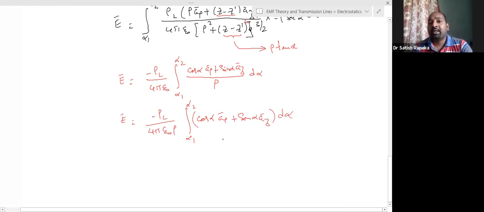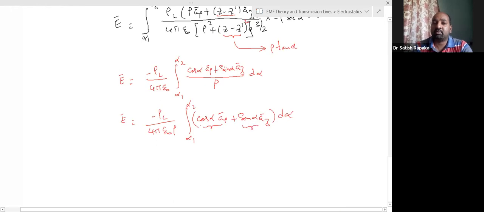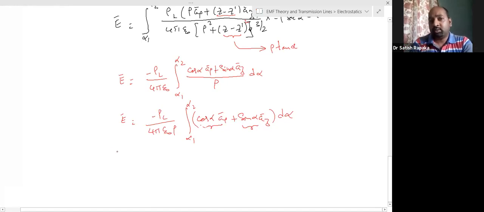so integrating with respect to alpha, we have two terms here. This is one term, and this is another term. Integration of cos alpha is sin alpha, and integration of sin alpha is minus cos alpha. Substituting those and applying the limits, you'll get this final expression. I'm writing down the final expression. You need to do the simplification.